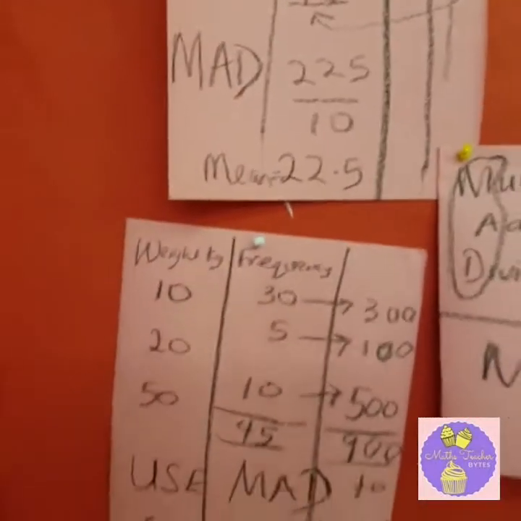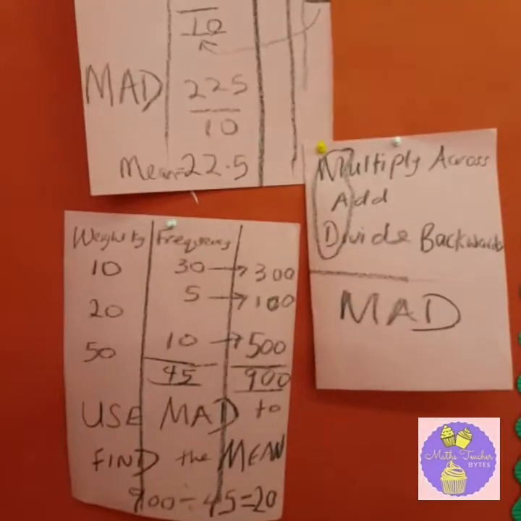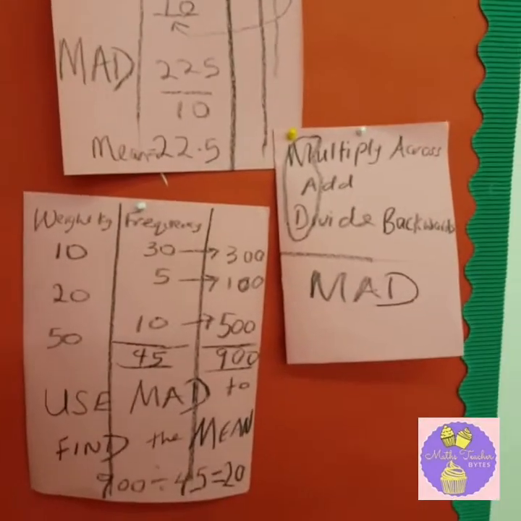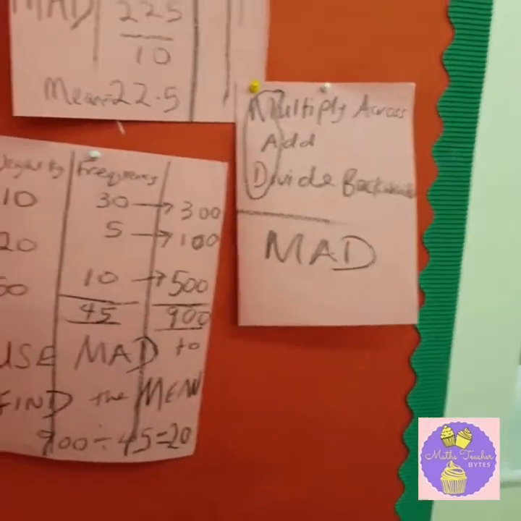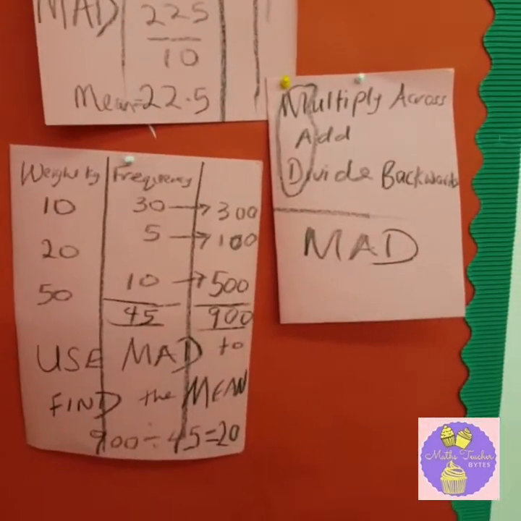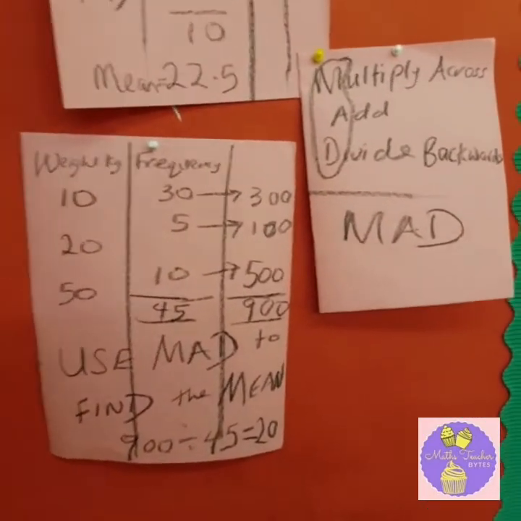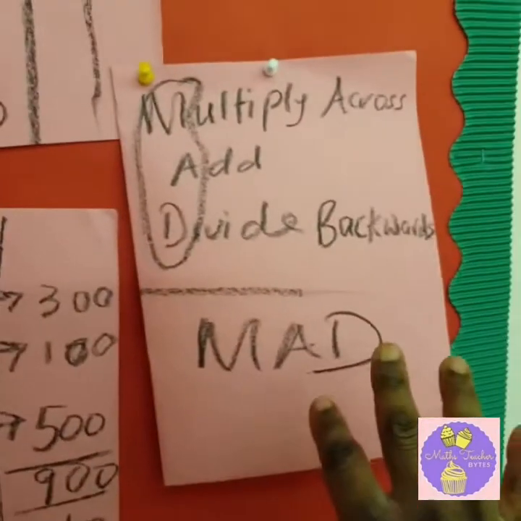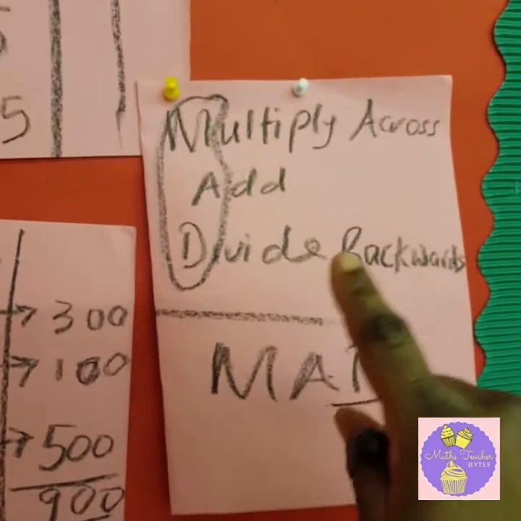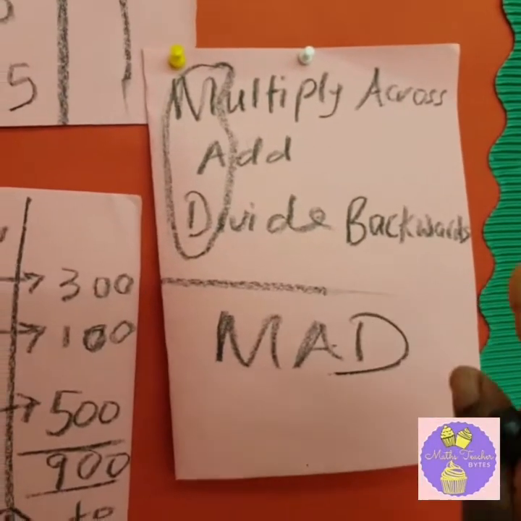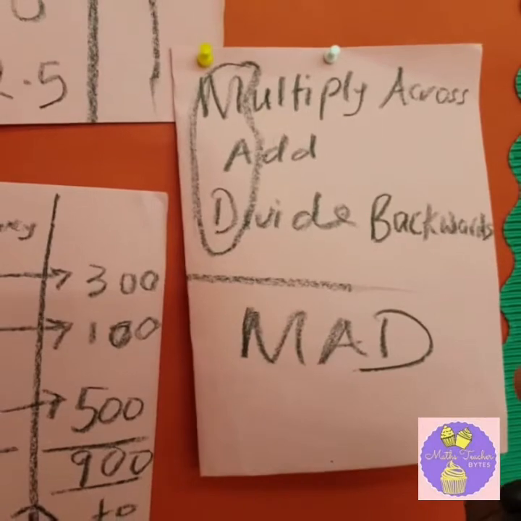Hello guys, in prep for your exams, the maths GCSE exam, I just want us to learn an acronym that would help us to find the mean from a frequency table. So the acronym is MAD, and what it stands for is the M stands for multiplying across, the A stands for add, and the D stands for dividing backwards.